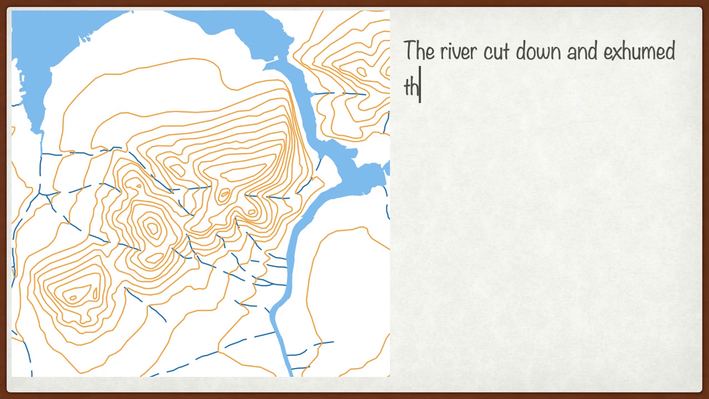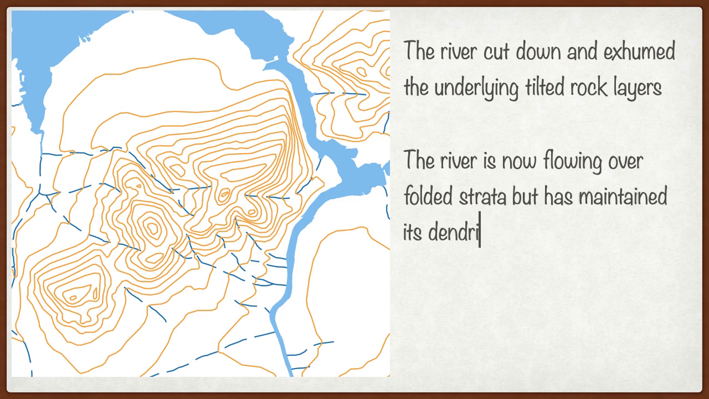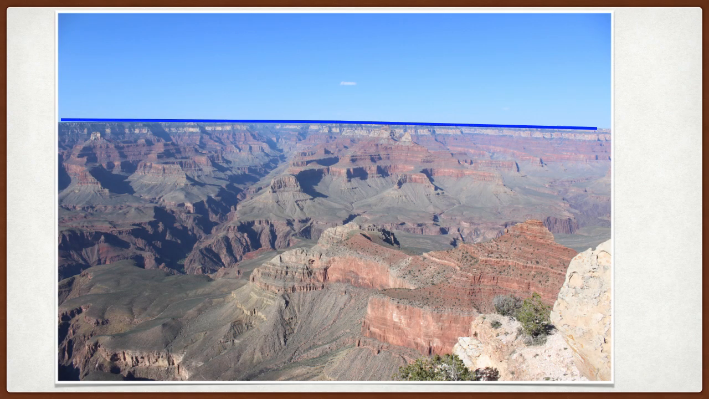So can we see what happened? The river cut down, it exhumed the underlying tilted rock layers, and then the river now flows over that tilted or folded strata and has maintained its dendritic pattern. Let us look at another example, and this is the example of the Grand Canyon. So here what happened is this, that rejuvenation occurred and the river then had greater energy and cut through. So there's the horizontal layer, uplift occurred, and the river now cut through and created incised meanders, created incised valleys because it cut through that.